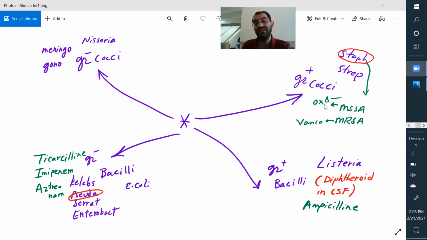Ox, clox, declox, and naf here. But if I have MRSA, methicillin-resistant Staph aureus, we give the patient vancomycin. Every single time that you hear Vanco, remember MRSA. Every single time you hear MRSA, remember Vanco. Vanco connected with MRSA, MRSA connected with Vanco.